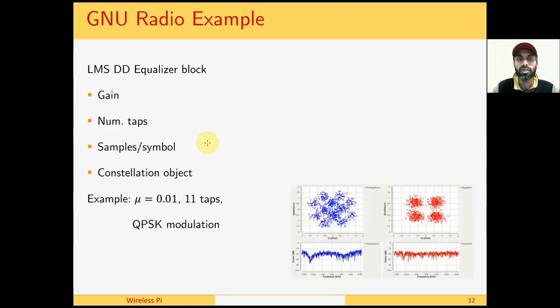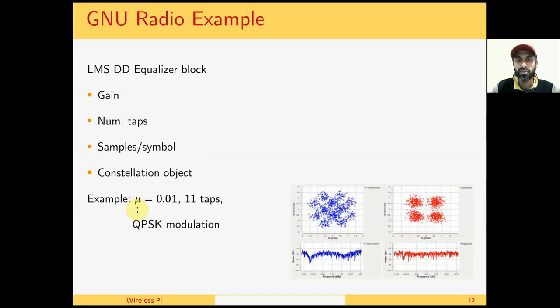Let us take a GNU Radio example. In GNU Radio, the LMS DD equalizer block implements a decision directed equalizer where the gain is the step size mu we have just discussed. The number of taps in the equalizer is set here, and the number of samples per symbol can be either 1 for a symbol spaced equalizer or usually 2 for a fractionally spaced equalizer. Constellation is the final constellation of the transmit signal.